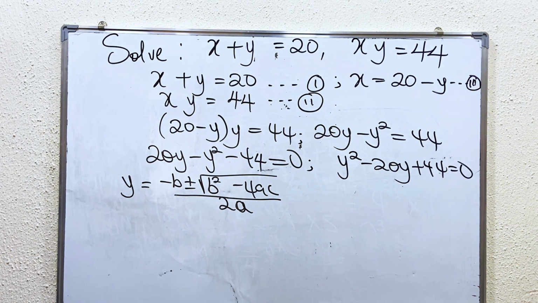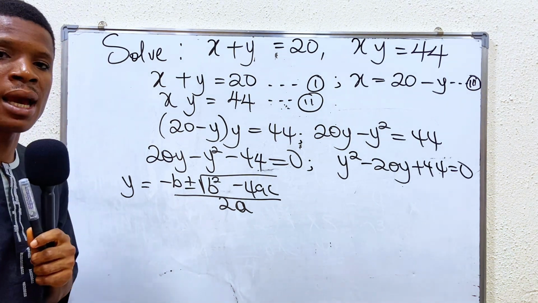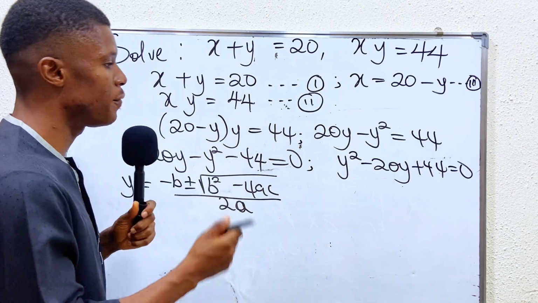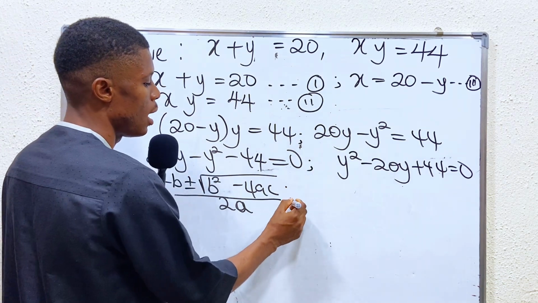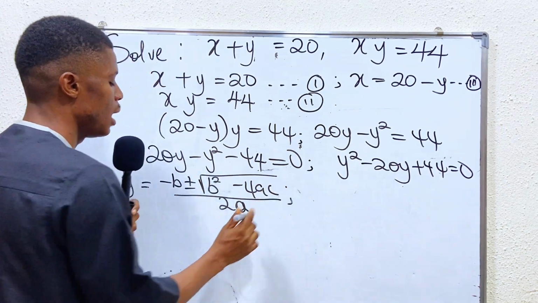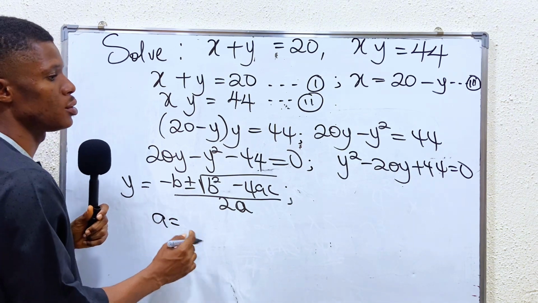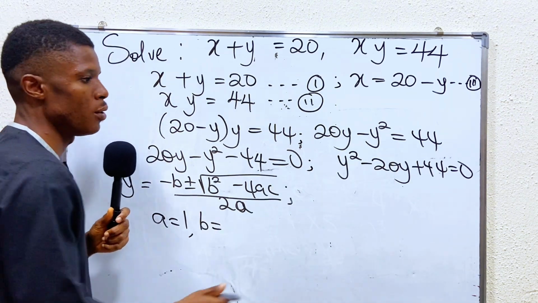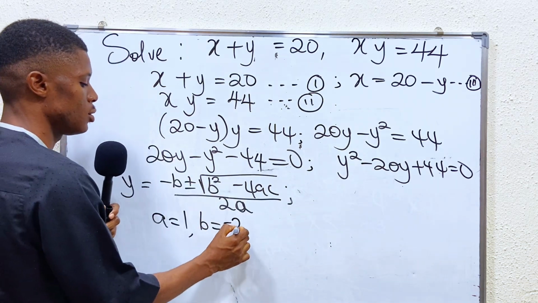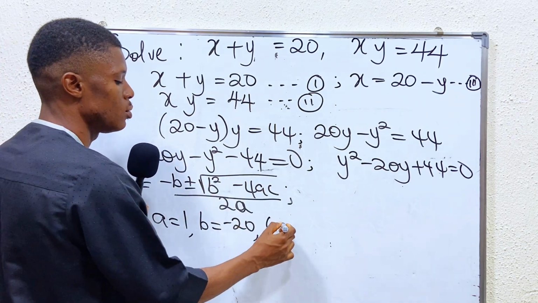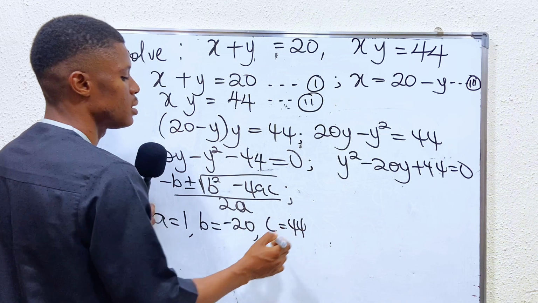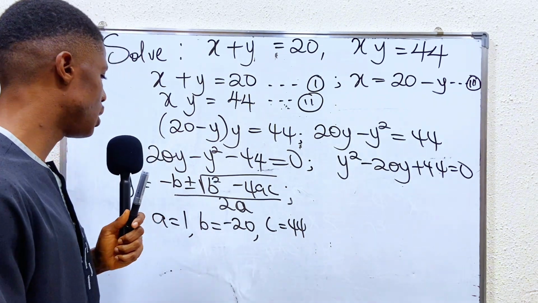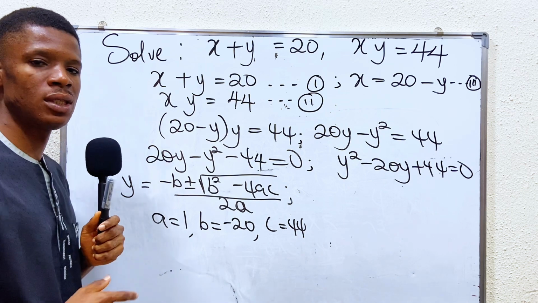Okay? So at this point, we are going to pick our a, our b, and our c. To pick the a, our a is the coefficient of y squared, so our a will be equal to 1. Our b will be equal to the coefficient of y, which is minus 20. And our c will be the last term, which is 44. Okay? So since we have this, what do we do now? We plug it back into the formula.